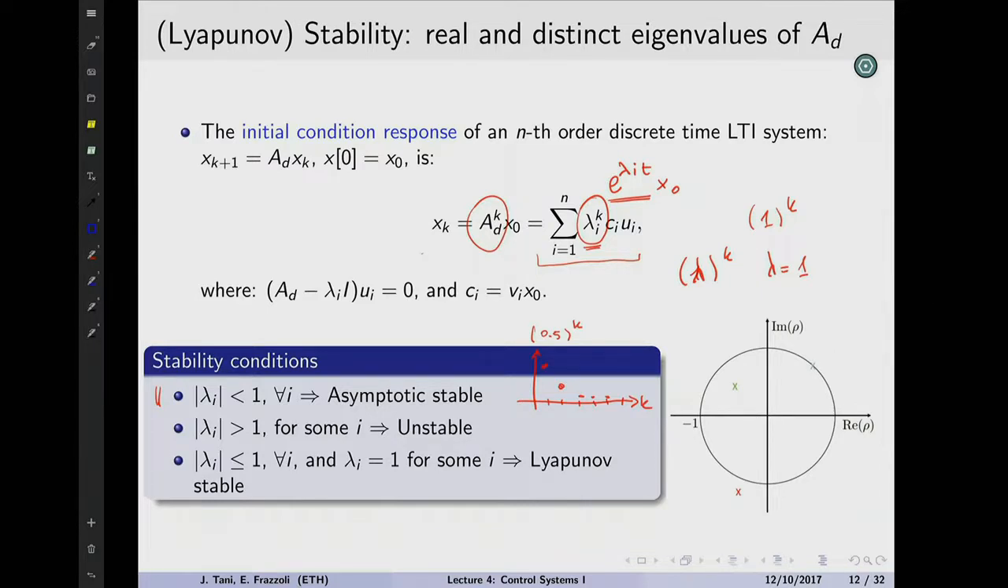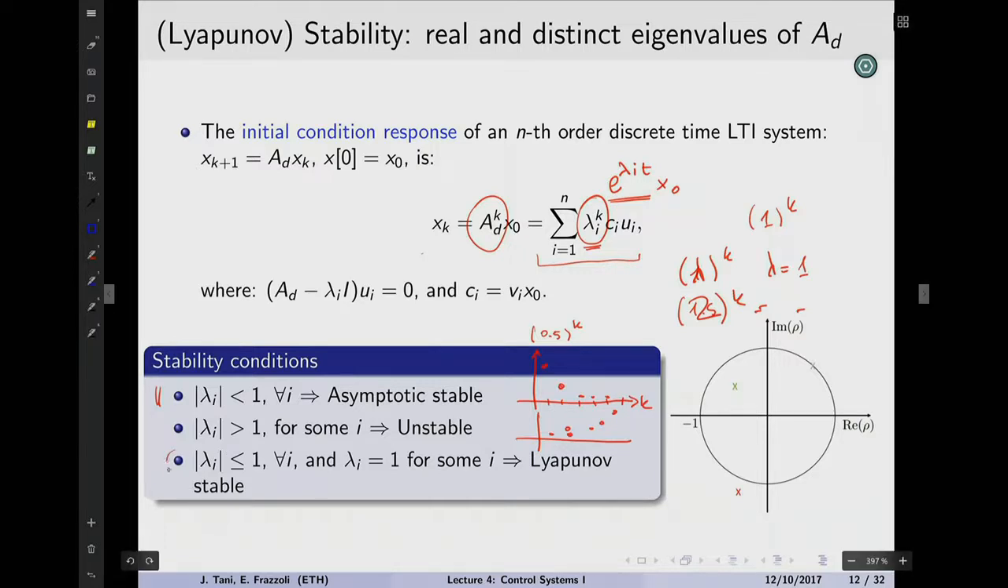If instead any of your eigenvalues, lambda_i, has a magnitude bigger than 1, what's going to happen is that you have a bigger than 1 number, let's say 2, to the k, this becomes 4, 8, and so on, and explodes, right? So you've got a system that is divergent. The output or the state, the evolution is going to be unbounded, hence it's unstable.